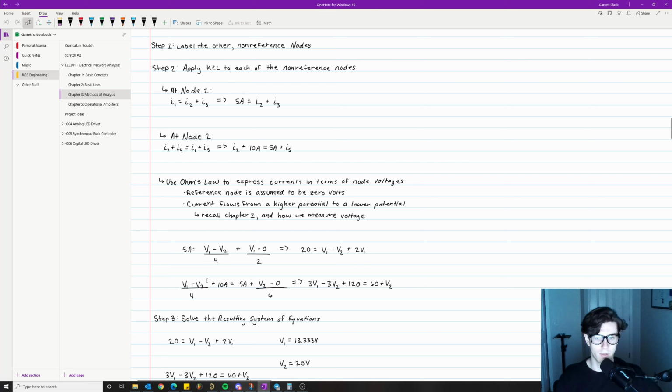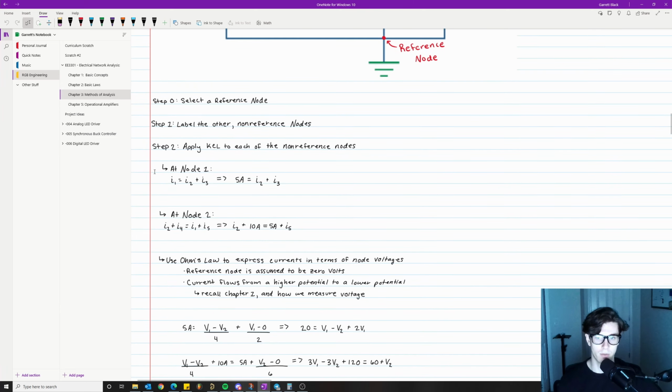Next up, we have the same exact thing we're trying to do. So now we have I2 plus 10 amps equals 5 amps plus I5, right? Our job is now to take I2 and put it in terms of Ohm's law, and then I5, put it in terms of Ohm's law. Okay. So for I2, let's take a look at I2.